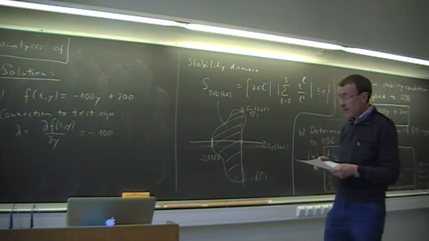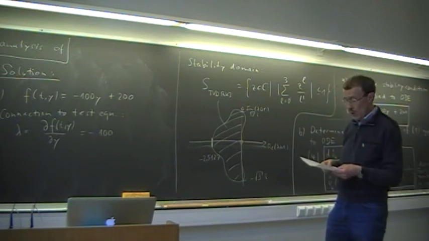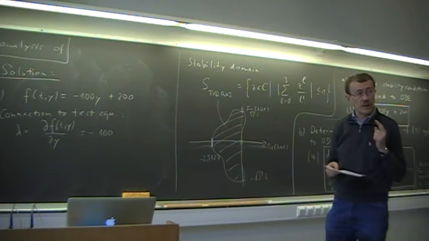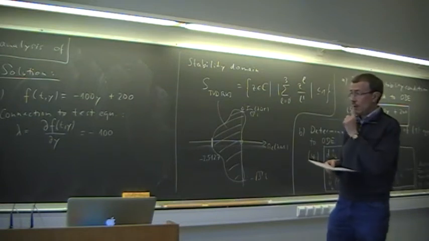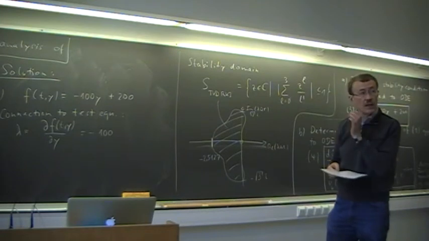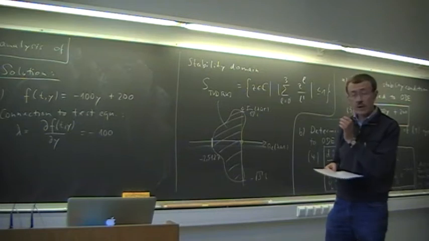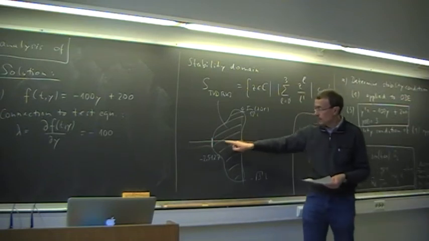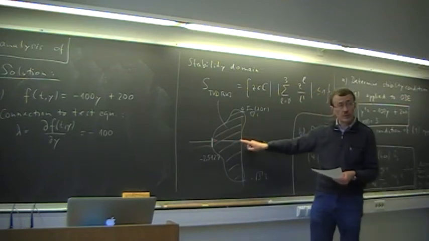So then, knowing that our lambda in the test equation is real, lambda delta t has to be in the interval of the stability domain. Now lambda is real, so it has to be on the real axis. So lambda delta t has to be in here. That will be the condition for getting stability.